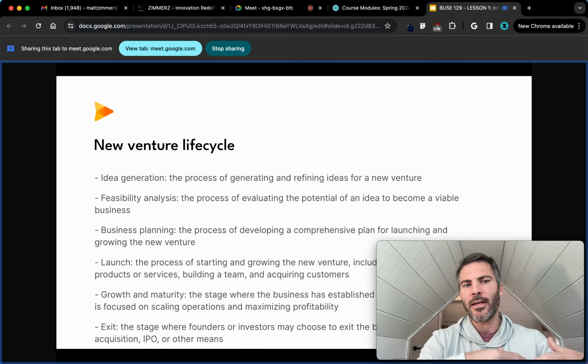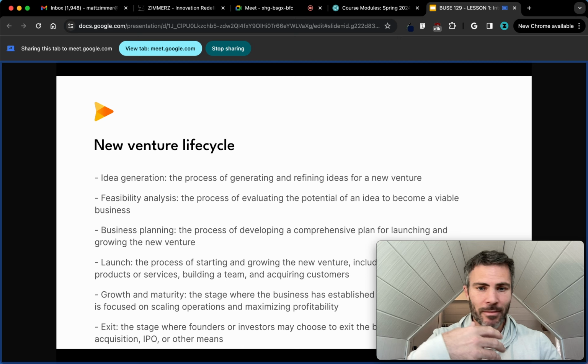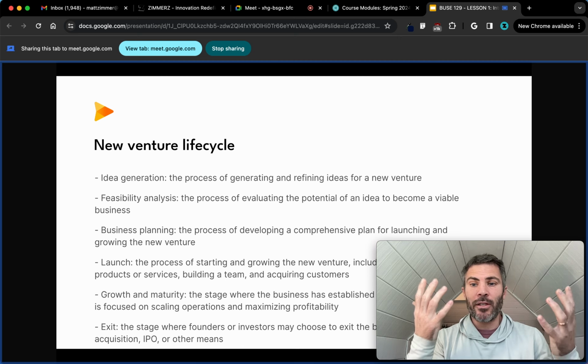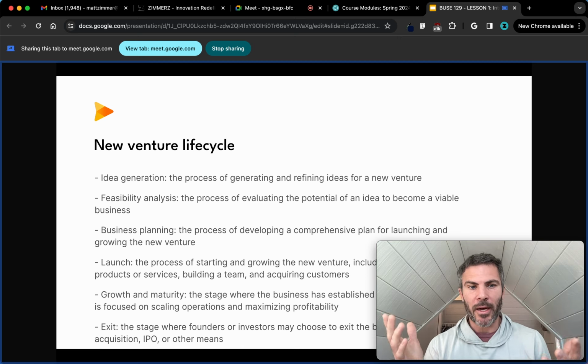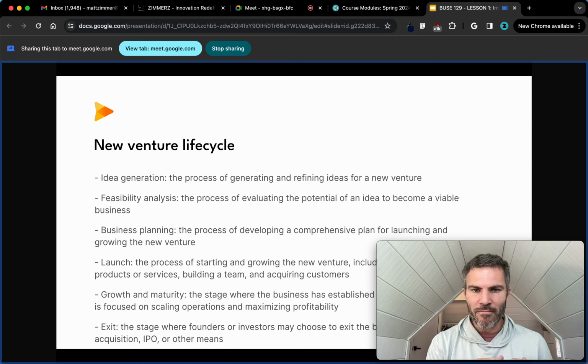One is idea generation. It's creating: what am I going to do? I want to start a new business. What the heck am I going to start? That's where maybe most of the people in this class will be right now, really thinking about what do I want to start. So that's idea generation. Once we've got an idea, what we do is feasibility.